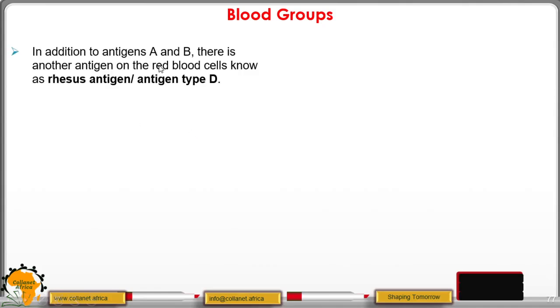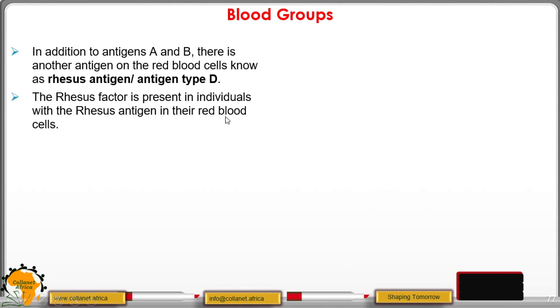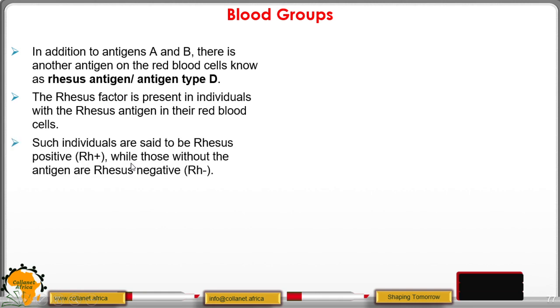In addition to antigens A and B, there is another antigen on the red blood cell known as the Rhesus antigen, or antigen type D. This Rhesus antigen or Rhesus factor is present in individuals with Rhesus antigen in their red blood cells. Such individuals who have this antigen are said to be Rhesus positive. Those lacking it are said to be Rhesus negative, and these are the symbols used to denote Rhesus positive and Rhesus negative.